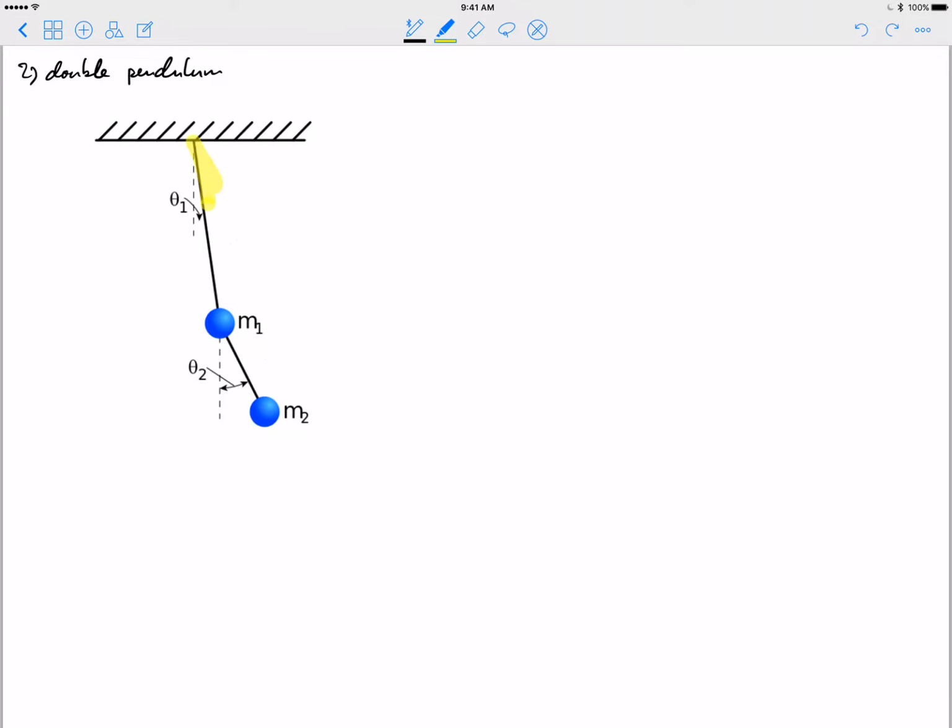And this thing is a rigid link. Here is some kind of wall or some kind of rigid support. Here is another rigid link. Okay, so this is why it's called double pendulum. It's a pendulum with another pendulum attached to it.